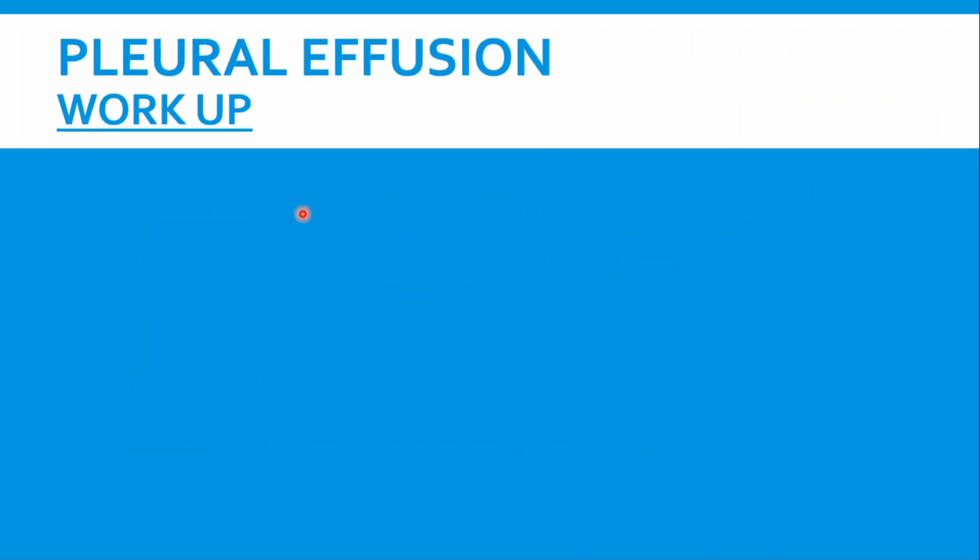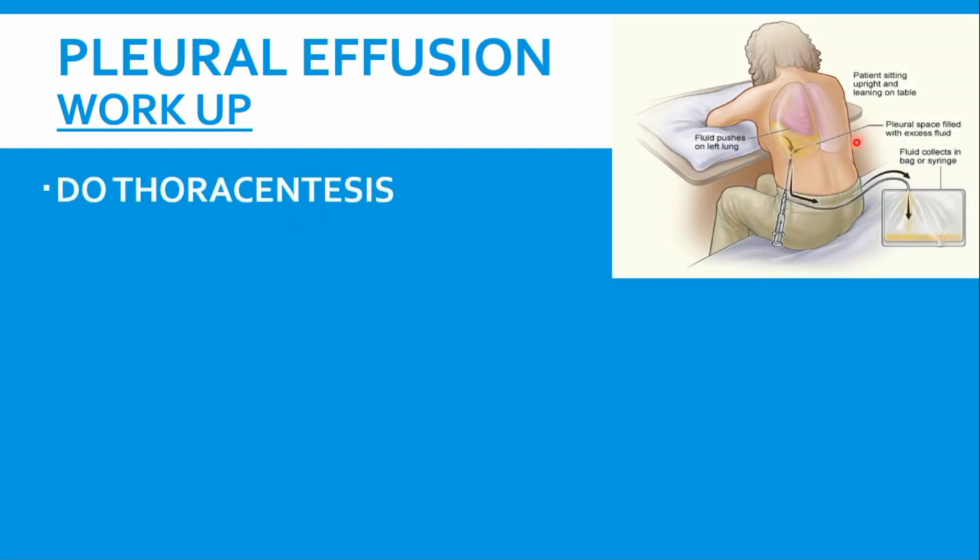How do we work up a patient with pleural effusion? First, do thoracentesis. If you can see here, just make the patient sit like this and you insert the needle into the rib cage, directly extracting the fluid out. You may do this in the clinicals or you can see this. So what do you do with this fluid that you took out?